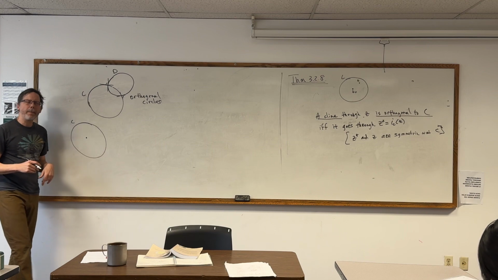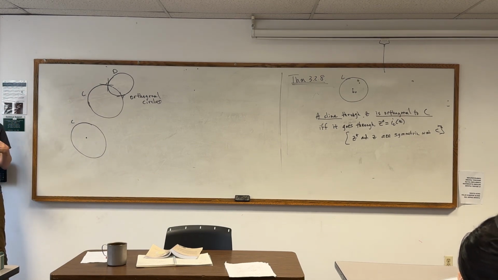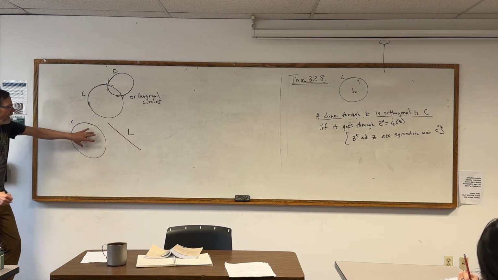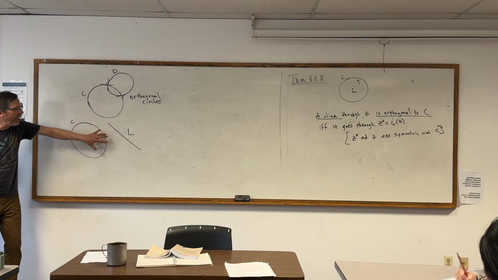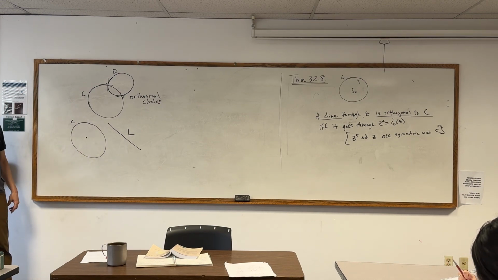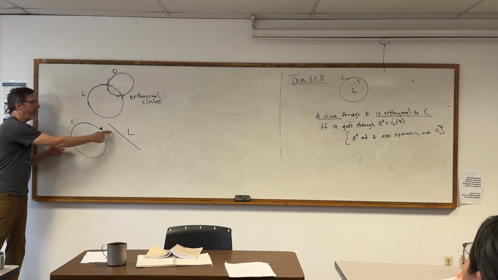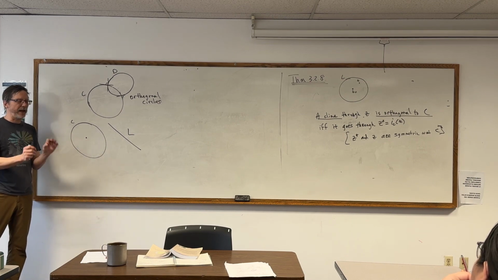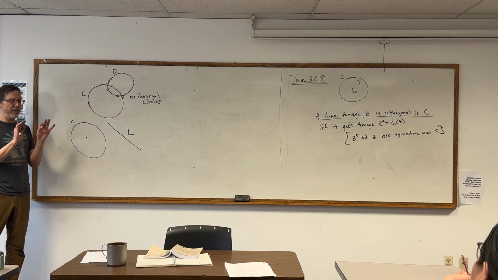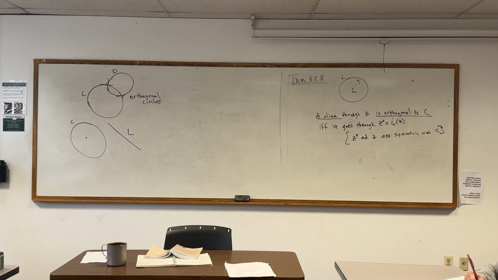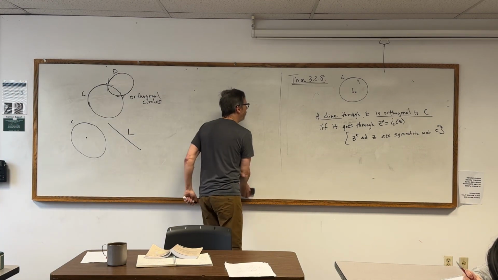Could you take a minute and think about this, and let's come together. Here's a line L floating around in space. When is that line orthogonal to the circle C? Can you take a few minutes and think about this? Can you give me a condition that I could always check and go, oh yeah, that line is definitely orthogonal to the circle? So take a minute, please. What has to be true for a line to be orthogonal to a circle?